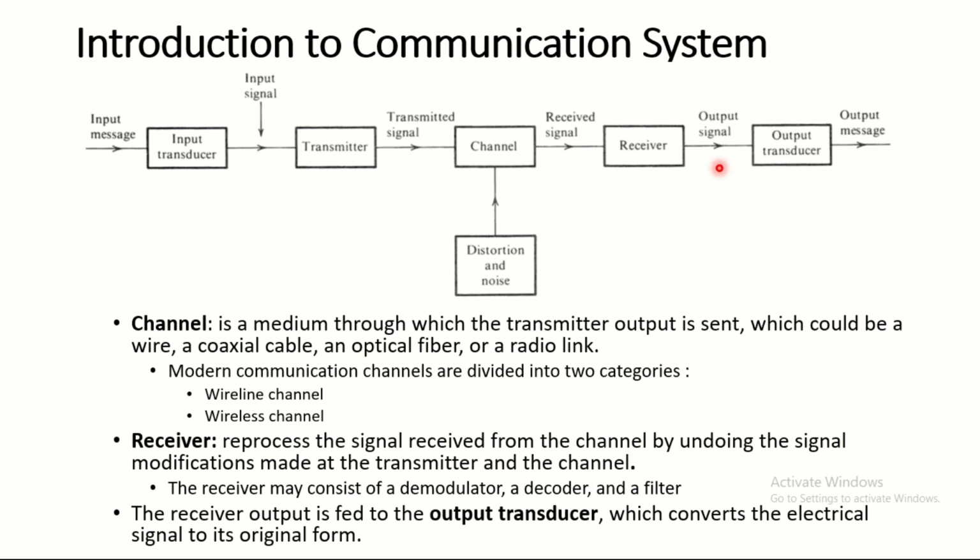Similarly, if we have a digital communication system in which data is transmitted from computers or mobiles, then this output signal, which is in the form of electrical waveforms, should be converted to zeros and ones. So this output message signal in that case will consist of zeros and ones, and this operation is performed by the output transducer. So this was the general introduction of a communication system.